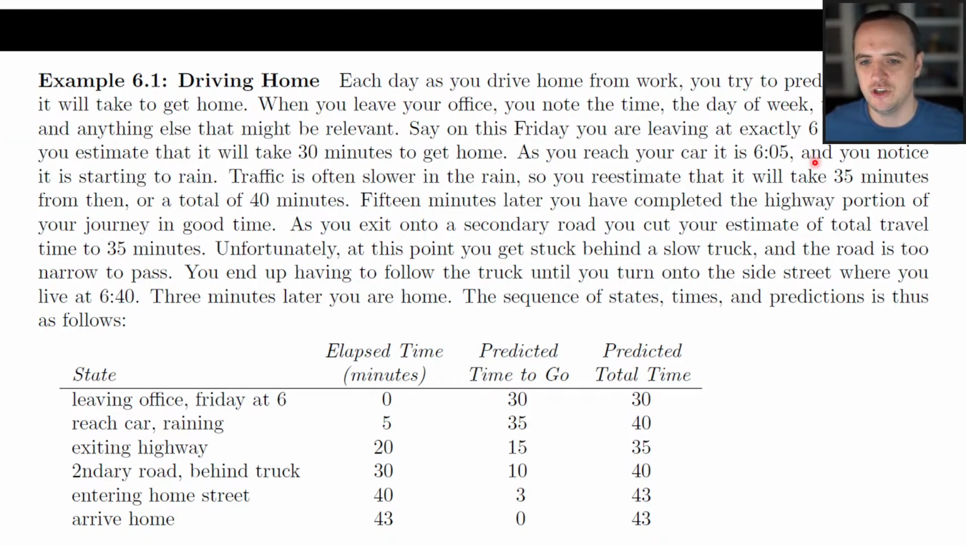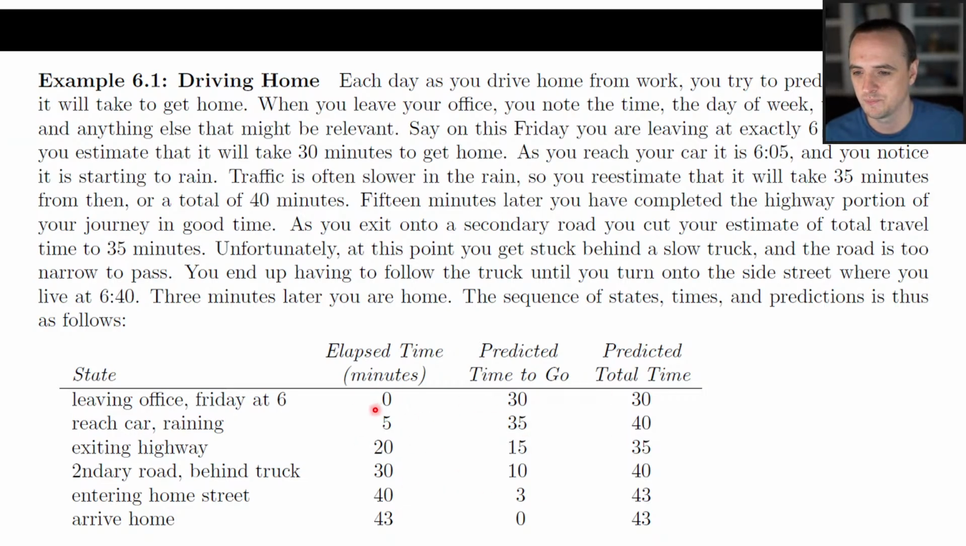Unfortunately, at this point, you get stuck behind a slow truck and the road is too narrow to pass. You end up having to follow the truck until you turn onto your side street where you live at 6:40. 3 minutes later, you're home. So the sequence of states, times, and predictions is as follows.